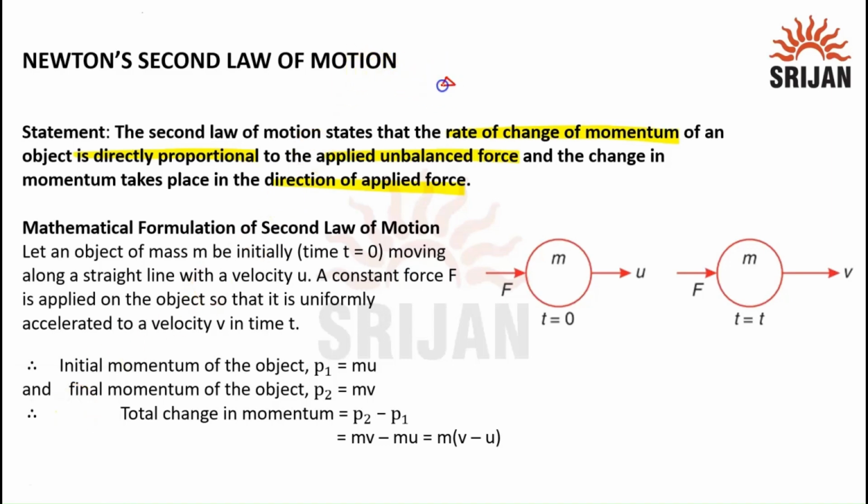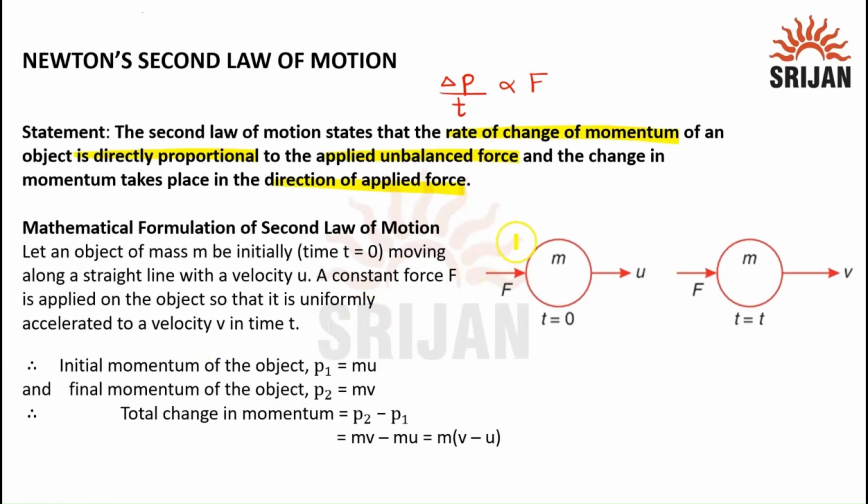So delta P represents the change of momentum, delta represents change, and delta P represents change of momentum. And if we divide it by time t, this will become the rate of change of momentum. So this law states that the rate of change of momentum is directly proportional to the applied unbalanced force. Now let us see the mathematical formulation of this law.